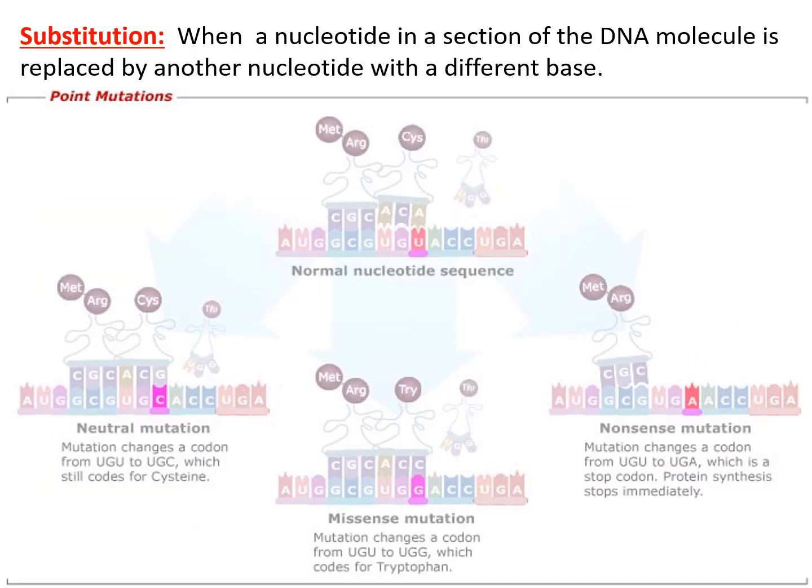Main groups of mutations we'll be looking at is first substitution mutation. Now I mentioned bases earlier, and obviously it is about the bases changing, but be aware it's not just the base, it is the nucleotide. So the nucleotide is the phosphate, the sugar, and the organic base. So it's the nucleotide in the section of DNA that is replaced or substituted by another nucleotide with a different organic base. And we can have a couple of different examples here, and you can see what those examples are.